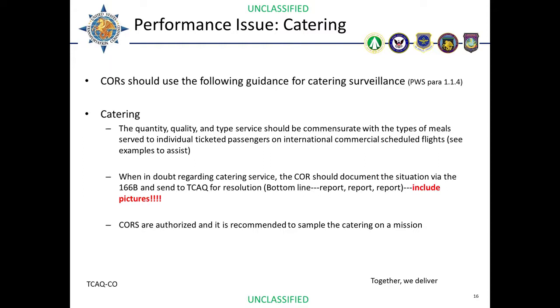As a Corps, it is your responsibility to ensure that our carriers are using approved caterers and the meals offered are commensurate with commercial airline practices. In accordance with the contract, all Corps are authorized to sample the meals on any given mission. If the carrier refuses to provide samples, then you must issue a violation. If you are ever in doubt of the quality or quantity of food, issue a QOSP Form 166B violation form and submit pictures of unacceptable meals if possible.